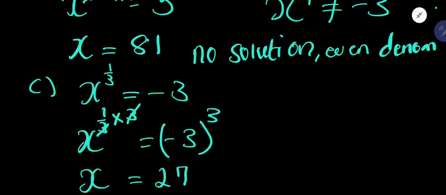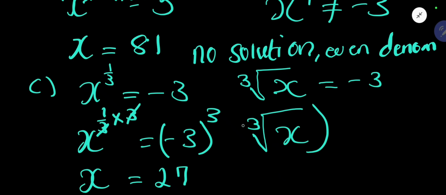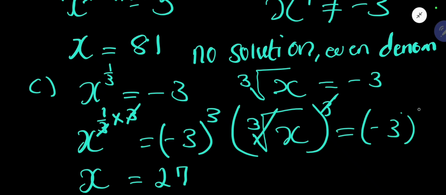Of course there are other alternatives, guys, but I can't keep on showing you alternatives everywhere. So x exponent 1 over 3 is the same as the cube root of x. Then the cube root of x equals (-3). How do you remove the cube root? You simply cube it. I mean, you take the cube of this thing. So this 3 will go away with it, and you will remain with (-3) cubed, and your answer for x will be 27, like the one we just got earlier. Okay, all right.